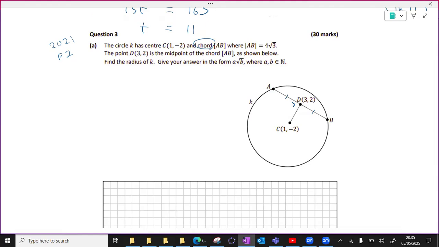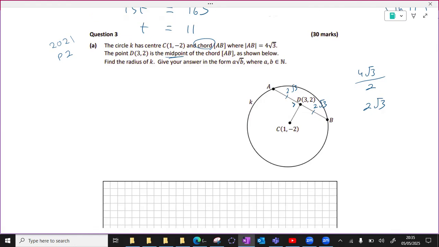So it says circle K has center (1, -2) and chord AB, where AB is equal to 4 root 3. So 4 root 3 is the whole way across. If I divide that by 2, 2 root 3 would be each piece. The point (3, 2) is the midpoint. They've been good enough to give this away. You should know (3, 2) was already the midpoint, but they've told you, so we can be even more confident that 2 root 3 is the length from A to D and from D to B.